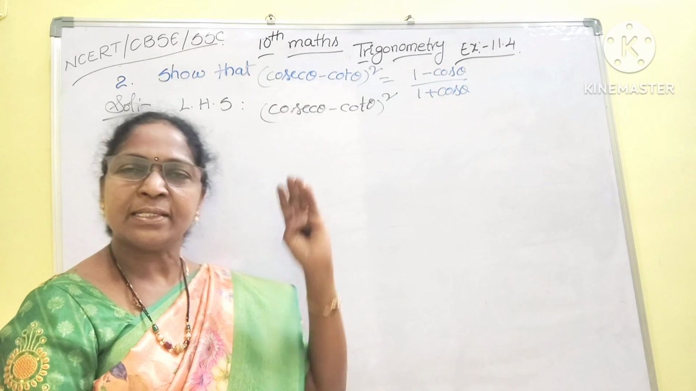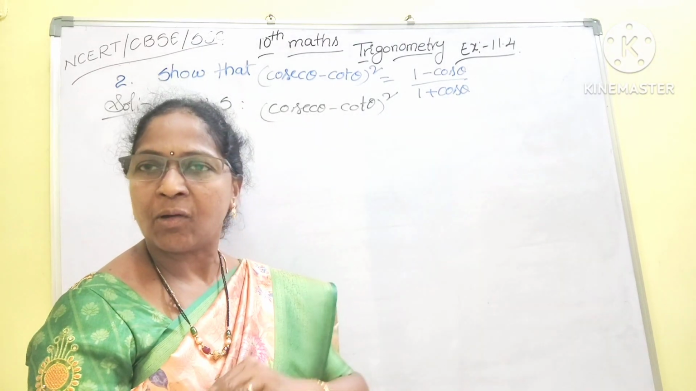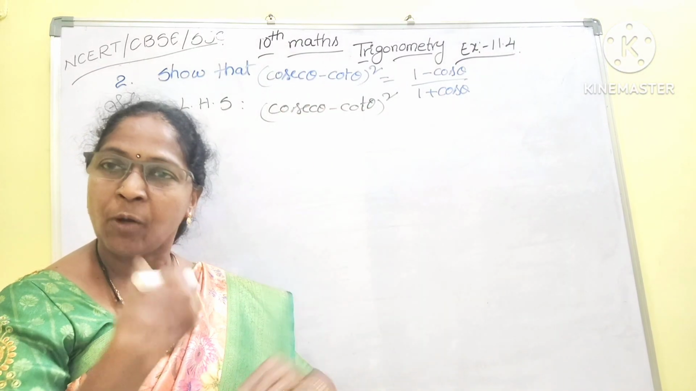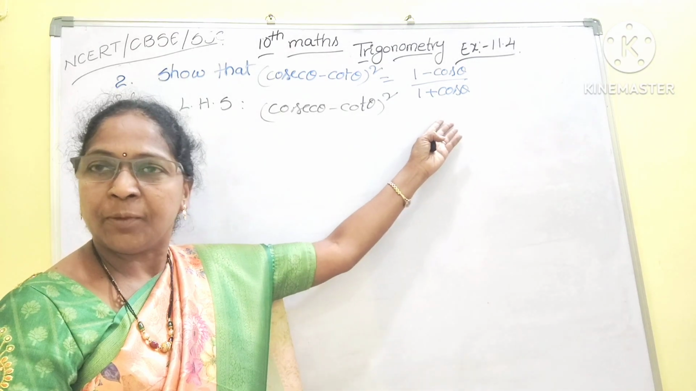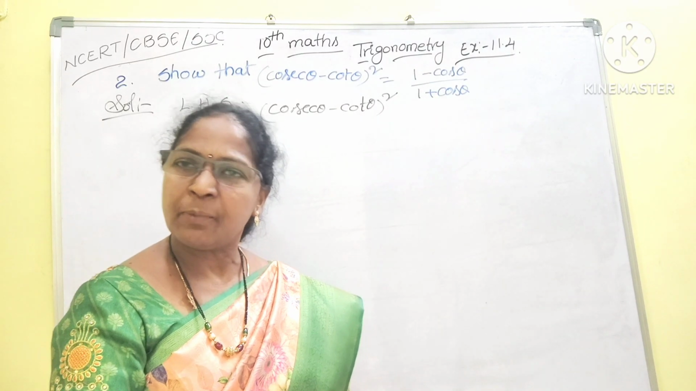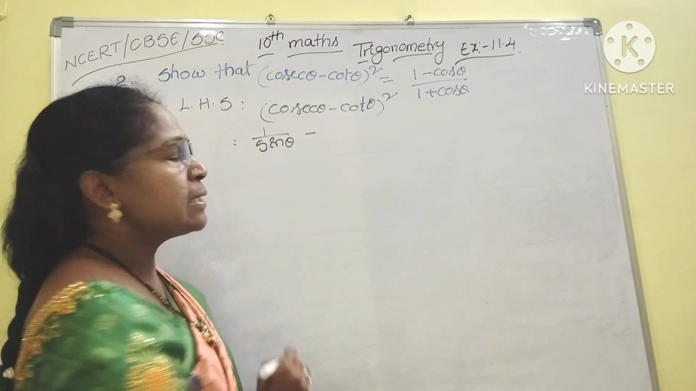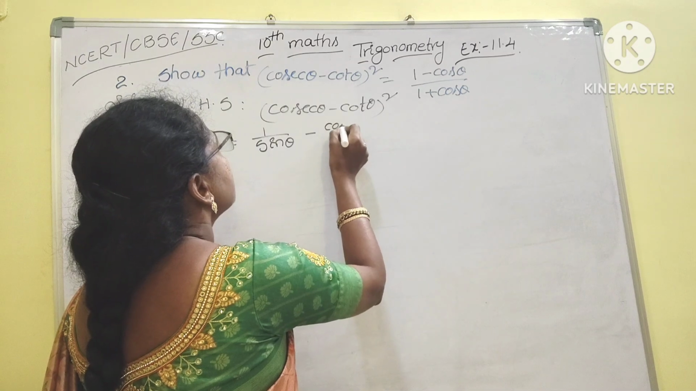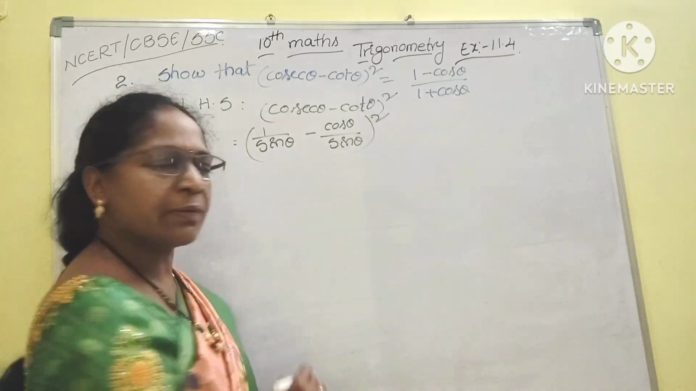That means an LHS term always try to convert in terms of the right hand terms. So right hand is in the form of cos theta. So here also you have to convert these trigonometric ratios in the form of sin theta and cos theta, or directly you can convert in terms of cos theta. So let us see here cosecant theta, where cosecant is a reciprocal of sin, that is 1 by sin theta, minus cot theta, where cot theta equal to cos theta by sin theta. Whole square is there, you also write whole square.